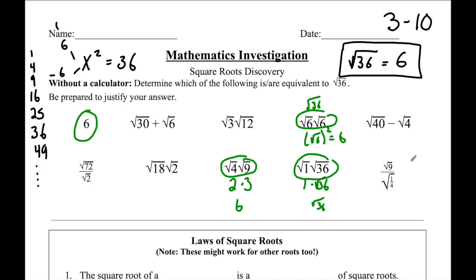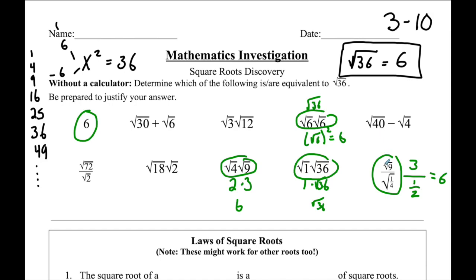And here, the square root of 9 is 3, and maybe you know that a half times a half is a quarter, so the square root of a quarter is a half. And 3 divided by a half, well, how many times does half go into 3? Or what times a half equals 3? The answer is 6. So this is also equal to the square root of 36.